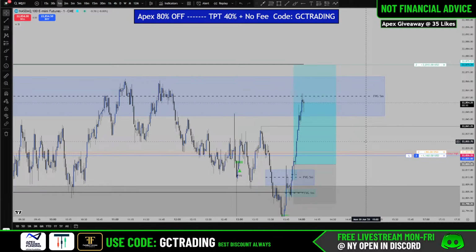Top Step, Bullnox, Alpha. Very nice. A lot of people have been using Bullnox recently that I've run into. Personally, I like Apex, I like Tradeify, and Take Profit Trader. Apex, very nice.